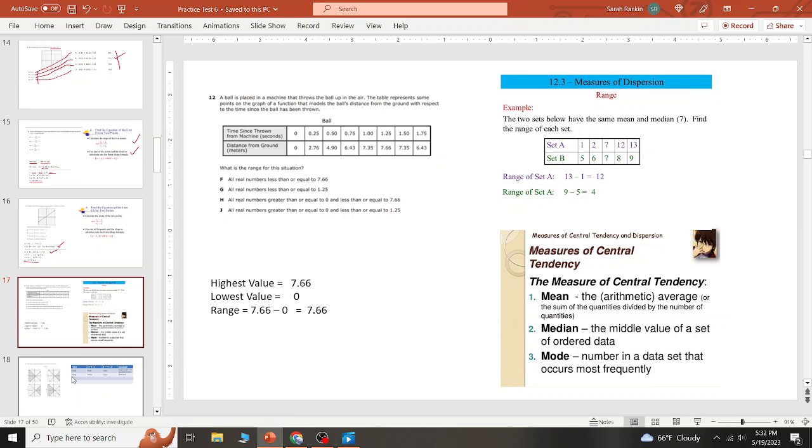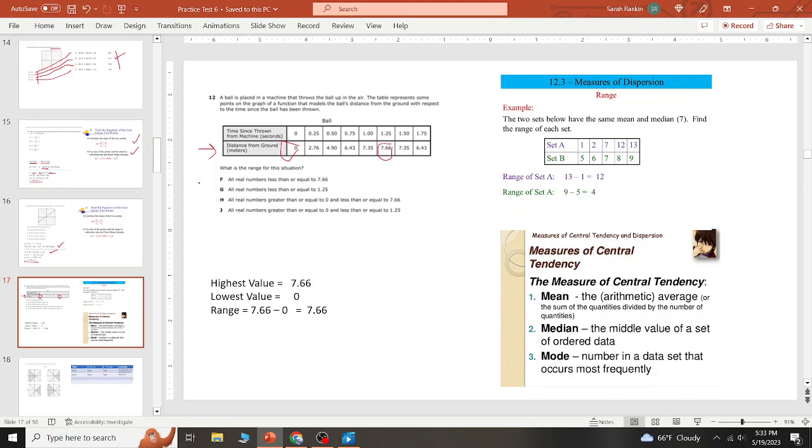A ball is placed in a machine that throws it up in the air. The table represents some of the points in the graph that models the ball's distance from the ground with respect to the time since the ball hits the ground. What is the range? So the range is our y value. So our y here is distance, right? So we go, our minimum is 0 and our maximum looks like 7.6.